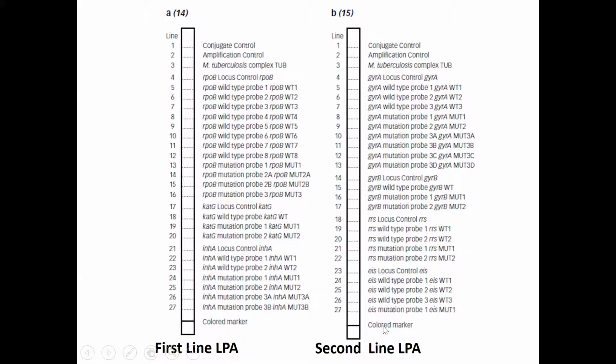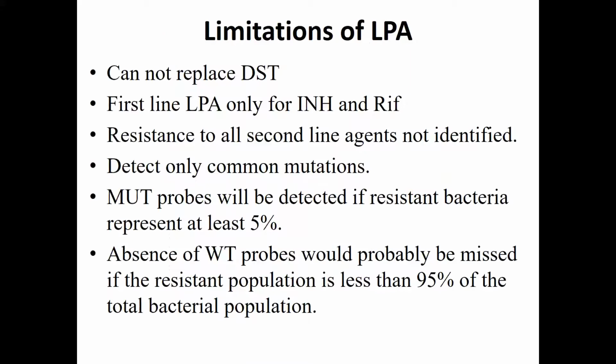But only 2 genes are targeted in case of the second line injectables, rrs and eis. So only the most common mutations will be picked up. No novel mutations will be picked up by these 2 assays. So what is the drawback? There are some limitations. It cannot replace direct drug susceptibility testing because it does not include all the drugs.